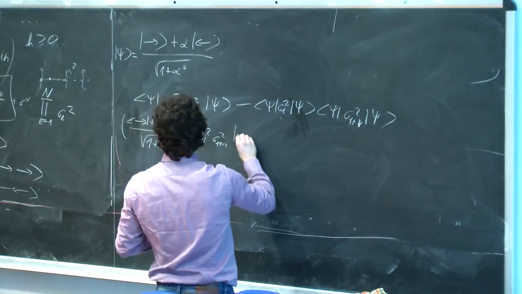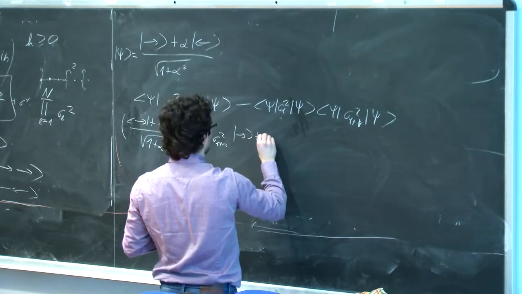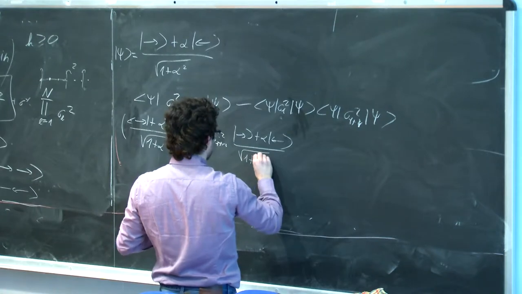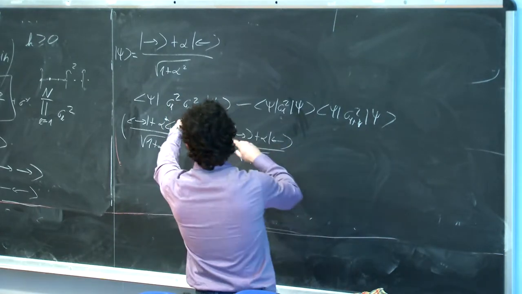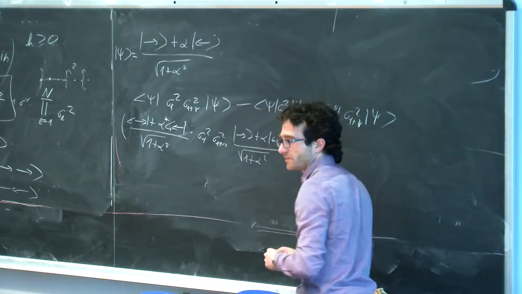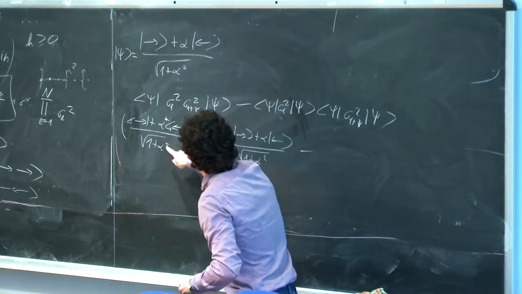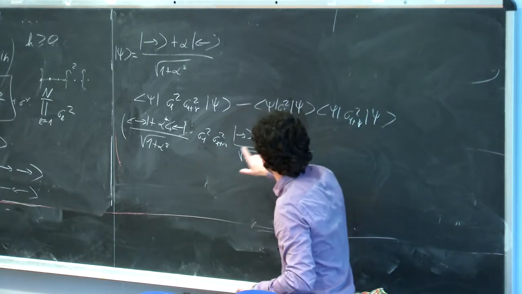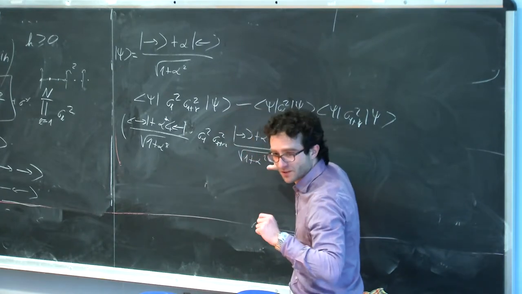And here you have this plus alpha, this divided by square root of 1 plus alpha squared. This is the first, and then you have the other two, and we compute them later. So now, when you consider this term, for example, then you have the operator, and then you consider the other term in the opposite direction.